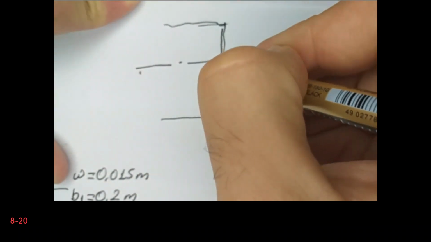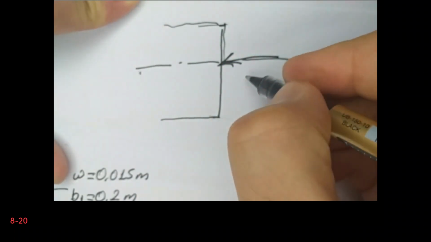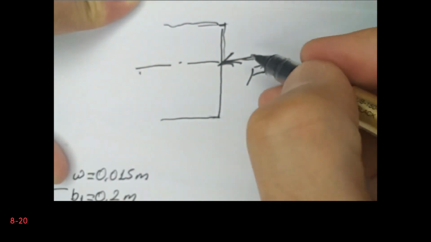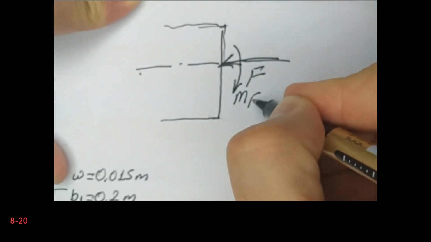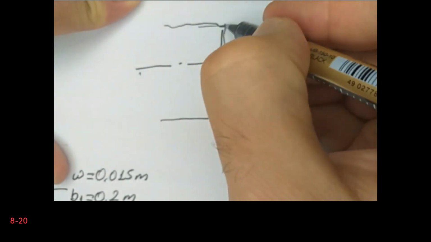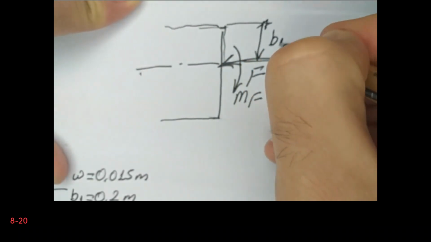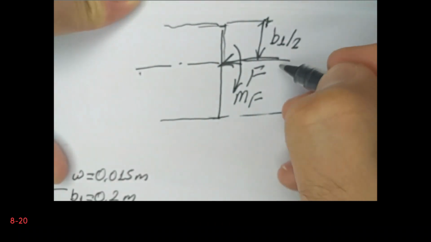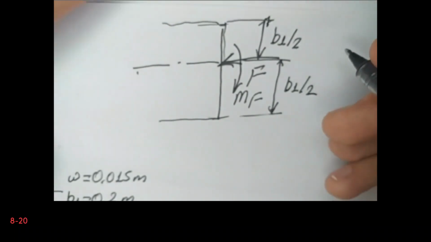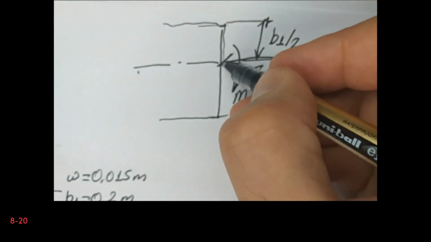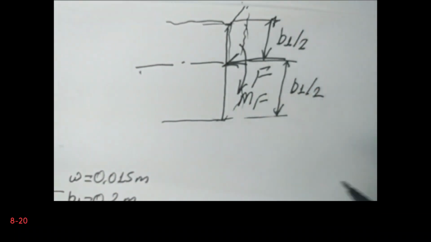This is where we have the A. In fact, this is the force F, and then we have this MF. So this distance is basically B1 divided by 2, and this distance is again B1 divided by 2, and this is our cross section AA. So it goes like this. Okay, so this is the loading that we have.